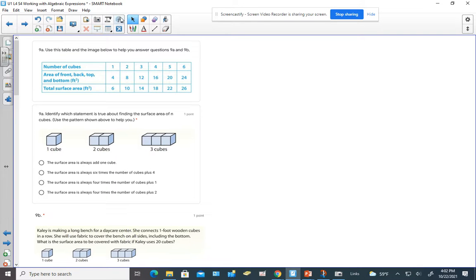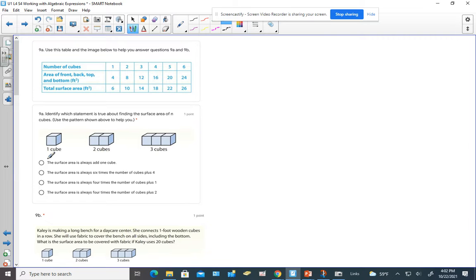We're looking at question number 9 and 9b. It says, use this table and the image below to help you understand questions 9a and 9b. All right, so 9a says, identify which statement is true about finding the surface area of cubes. Use the pattern shown above to help you.